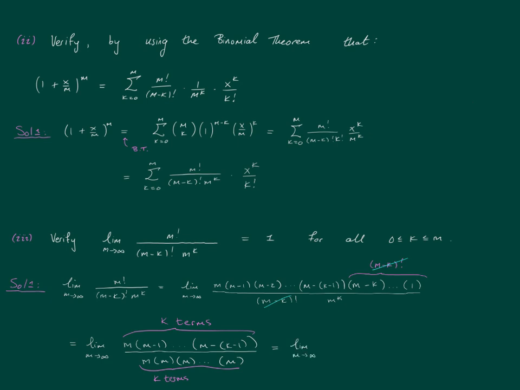So divide each m on the bottom into one of the factors individually. Divide the first m on the bottom into the first m on the top, we just get 1. Divide the m on the bottom into the m minus 1, and we get 1 minus 1 over m, all the way down to 1 minus (k minus 1) over m. And each one of these individually limits to 1, so the product limits to 1. And we get exactly what we were asked to prove.